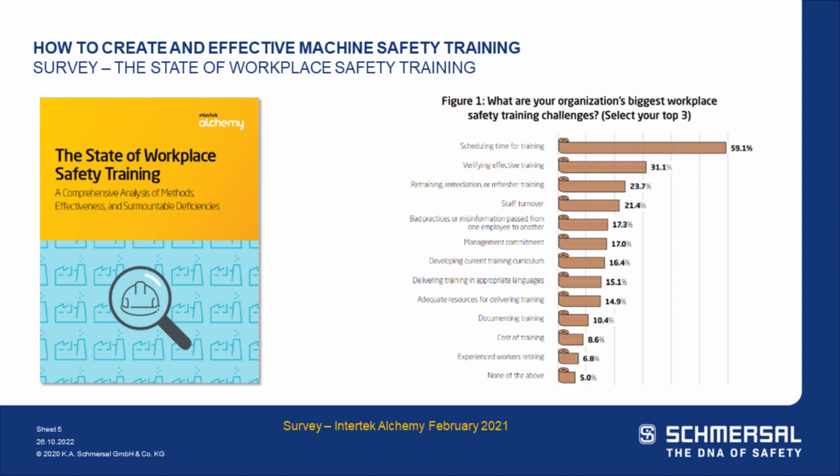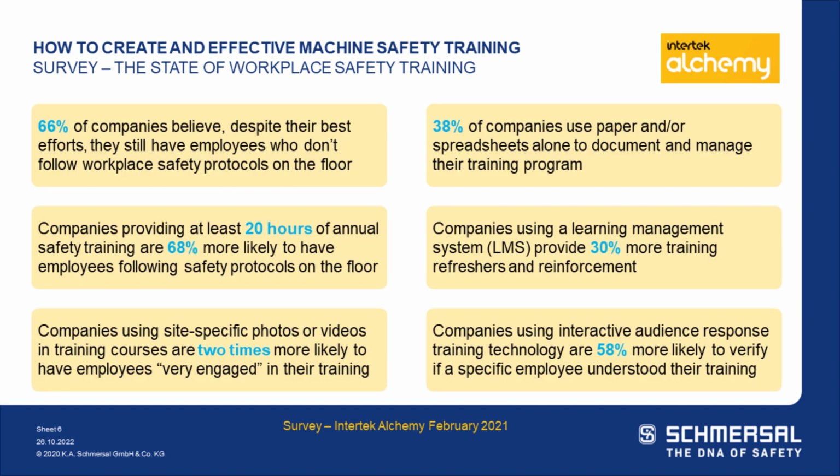So as you can see, the study listed the top 3 challenges people reported, which are scheduling time for training at 59%, verifying effective training, 31%, and retraining, remediation, or refresher training at 23%. This survey closely matched what we have noticed in the field of observing company training, especially the second highest along with refresher training. From my experience, it seems like companies offer the training because they have to and do not think to follow up or stay current with any changes.